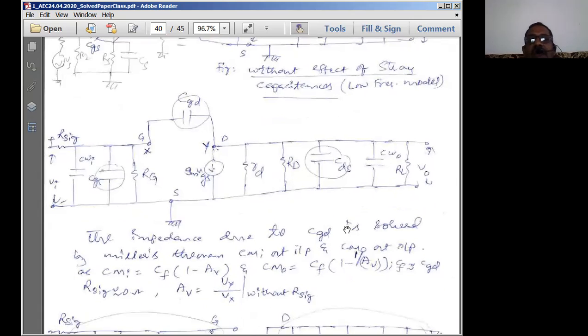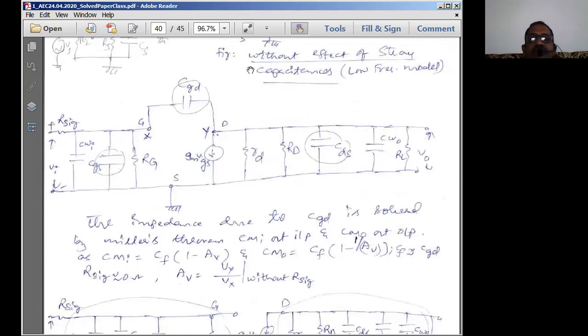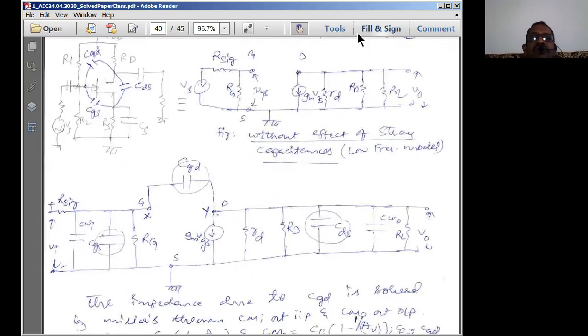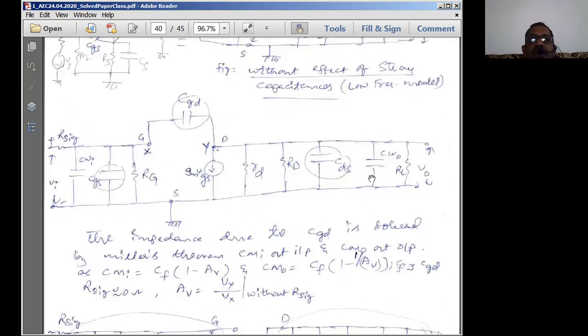Now, at high frequencies, what happens? The effect of stray capacitances comes into effect. This is the circuit without the effect of stray capacitances; now we draw the circuit with the effect of stray capacitances. Between the gate and the source, we connect CGS. Between gate and drain, we connect CGD, and between drain and source, we connect CDS. Like that, we connect the inter-electrode or stray capacitances here.